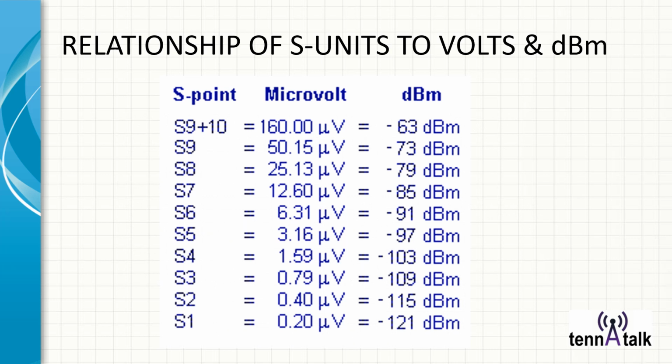Now, let's talk about the relationship of S units to volts and dBm and millivolts. So you'll see that you can go from an S9, 10 over S9, 160 microvolts. It gives you negative 63 dBm. And remember, that's relative to 1 microvolt. And that relates to the logarithms we talked about earlier. And you can do the math for yourself. So if you hear about dBm, or you hear about microvolts, you hear about S units, you now have a way of doing the conversion.